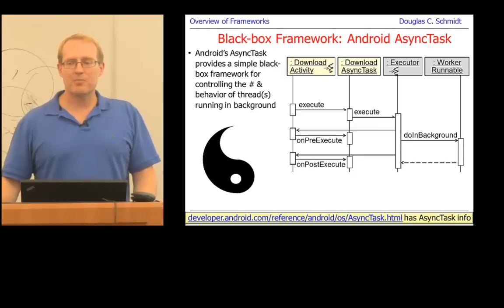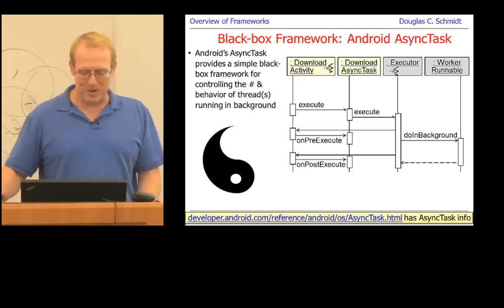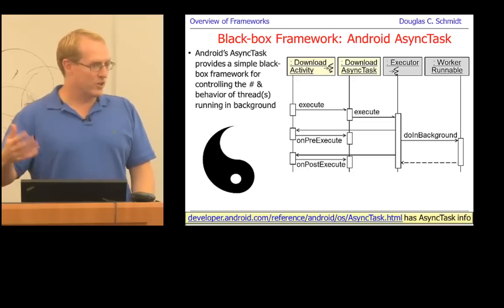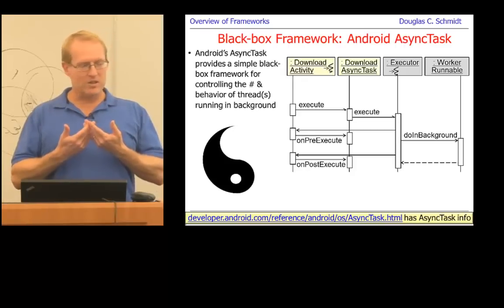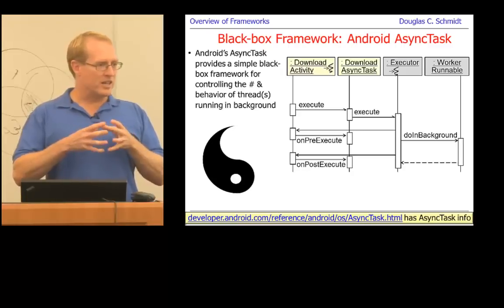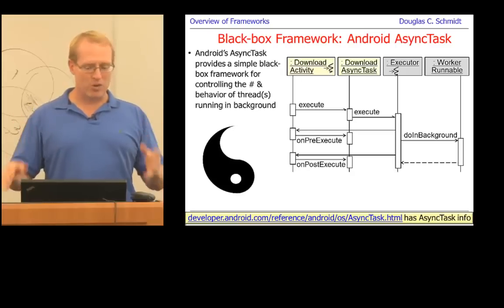Conversely, here's an example of a black box framework that is also part of the AsyncTask framework. So it also provides support for black box use. And the way it does this is it allows you to come along and control the behavior of the number of threads and what their characteristics are, what priority they run at, and so on, by creating something called an executor. And the executor is used to actually create the context in which the threads are created and run.